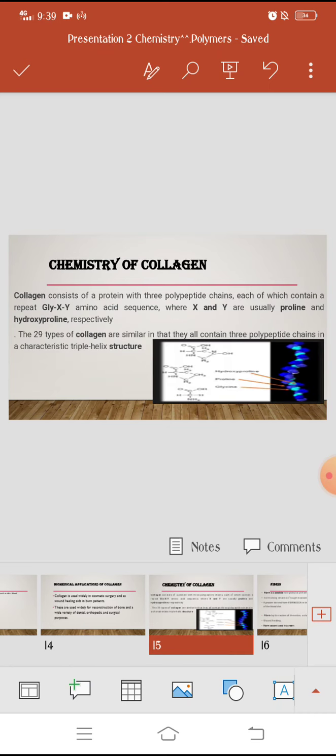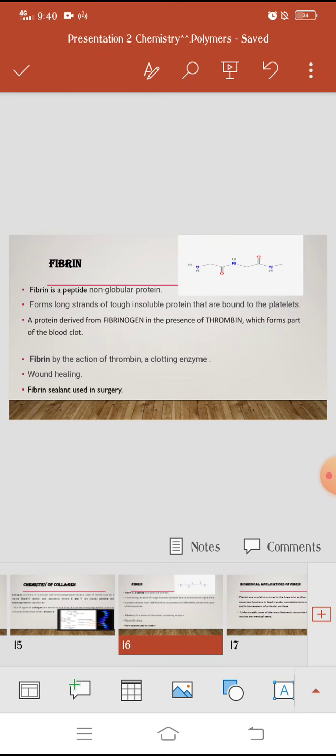Chemistry of collagen. Collagen consists of a protein with three polypeptide chains, each of which contains a repeating XY amino acid sequence, where X and Y are usually proline and hydroxyproline respectively. The 29 types of collagen are similar in that they contain three polypeptide chains in a characteristic triple helix structure. And the second one is fibrin.